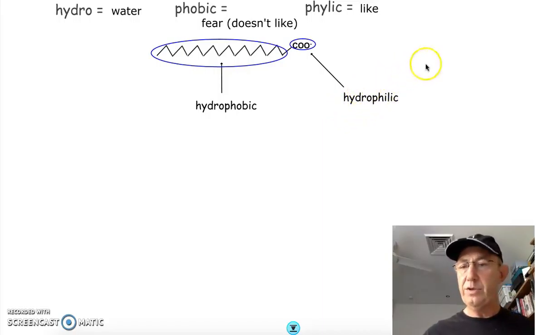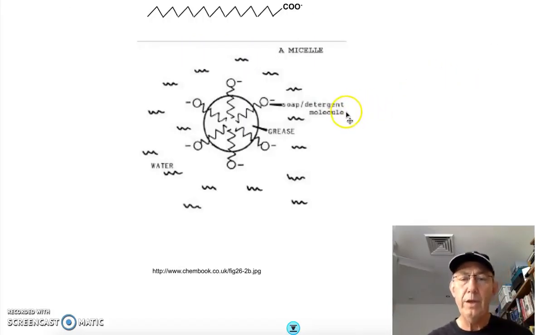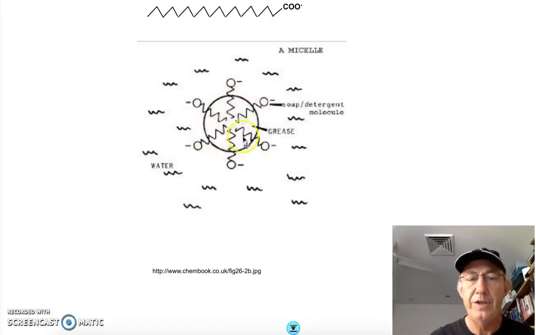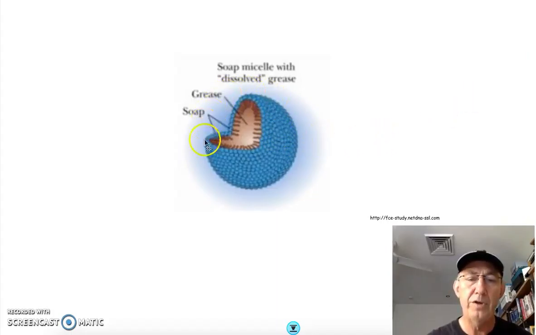Now this unique structure of the soap ion makes it available to join to grease. Now most grease and dirt and oils are going to be long chains of hydrocarbons. So this hydrophobic tail of the soap is attracted to the grease, and this negative charged end is attracted to the water. And so what starts happening is these tails all start attaching themselves to the grease, and it keeps on happening and happening until you get what we're looking at here, which is called a micelle.